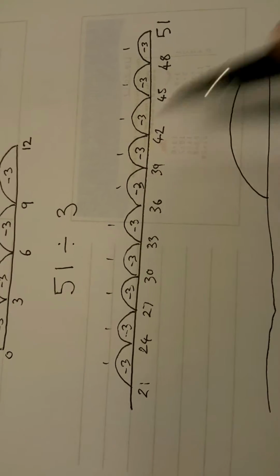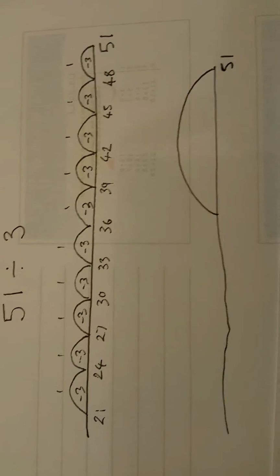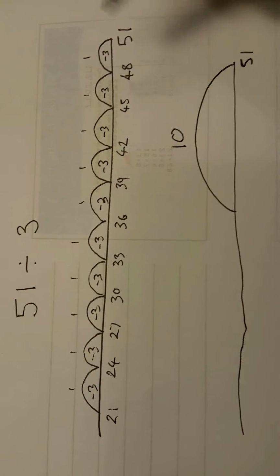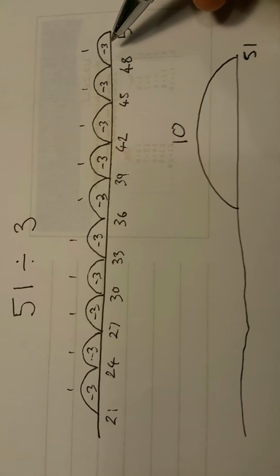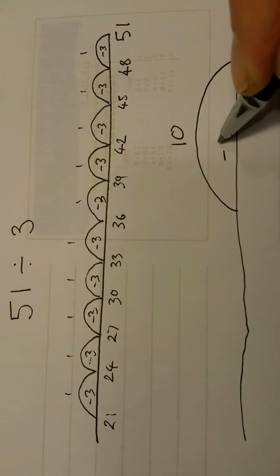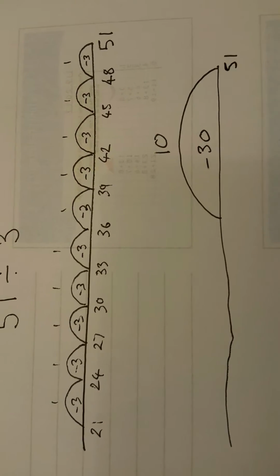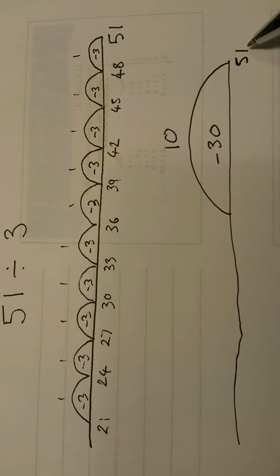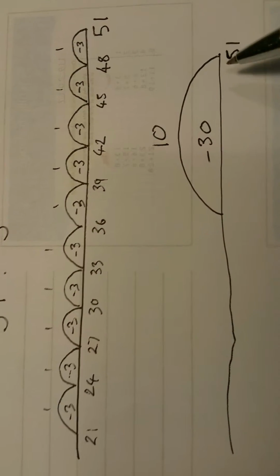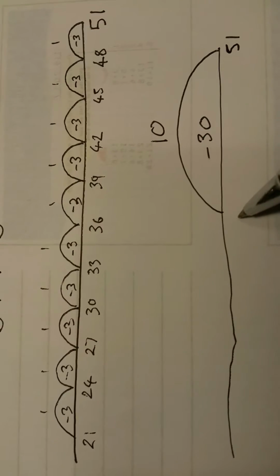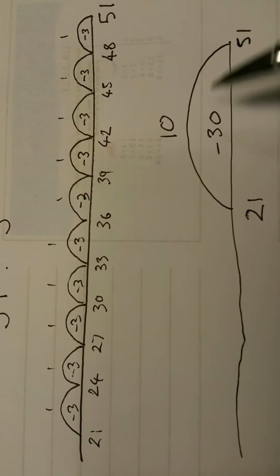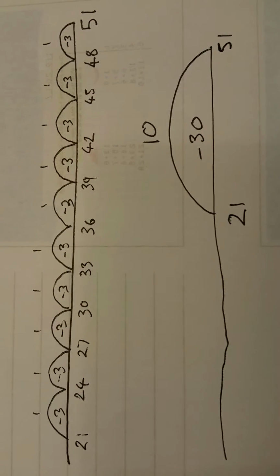I'm not going to show it all the way down here because I want some of my line free. And I can do, instead of one lot of 3, I'm going to do 10 in one go. And I'm not going to take away 3, I'm going to take 10 lots of 3, and 3 times 10 is 30. So I'm going to take 30 away in one go, and 51 minus 30, or we can count back in tens, 51, 41, 31, 21, gets me all of this in one go, and that's called chunking.